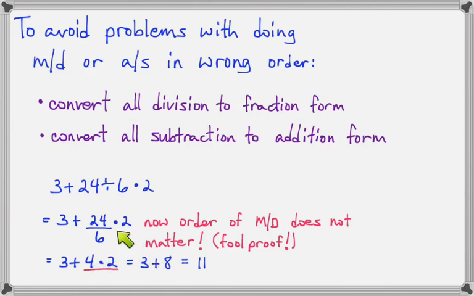But also, look at this. 24 times 2 is 48, and 48 divided by 6 is also 8. You see what I mean? About you can't do it in the wrong order. It's going to force you to divide by 6 no matter what, because 6 is in the denominator. So I think this is a good thing.